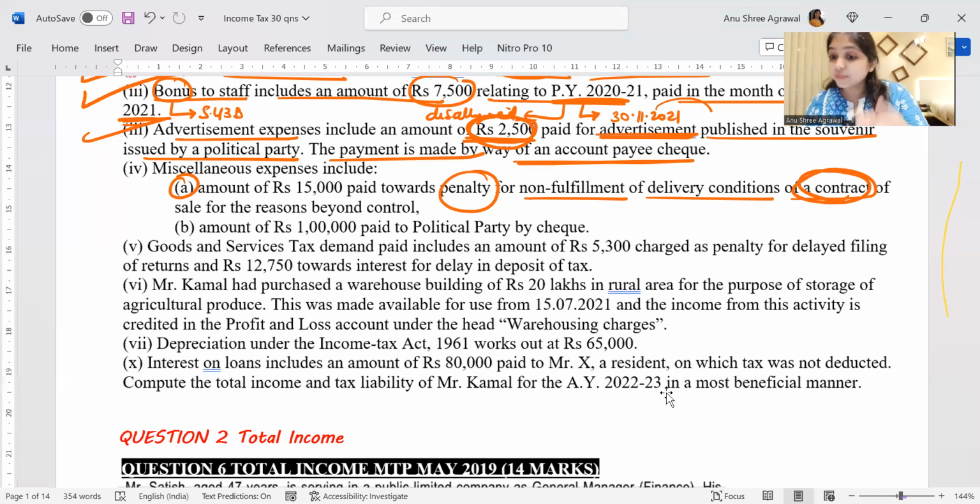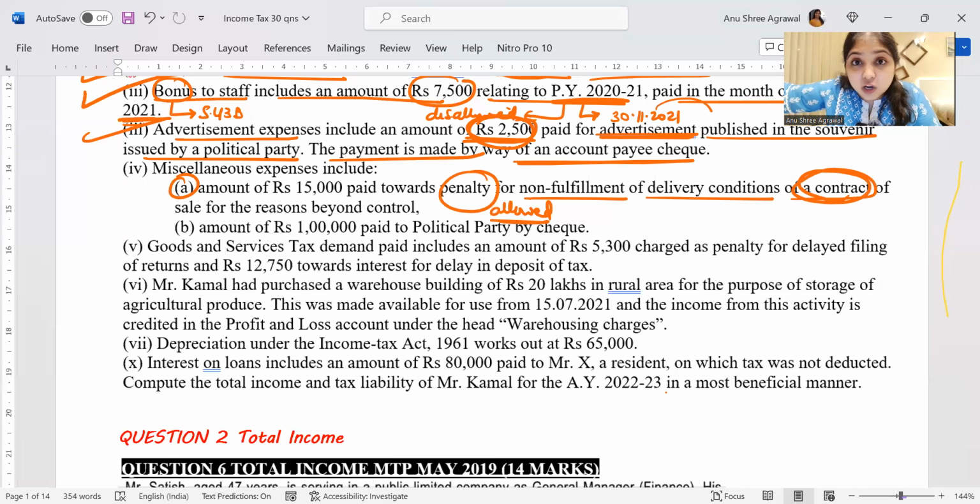So should I disallow it? No, I should not disallow it. I should allow it. Amazing answers, guys. Most of your answers in the chat box are perfect. Very nice. If you were able to answer this correctly, be super proud of yourself. Penalties are generally disallowed. Do you agree? Generally, fines and penalties are disallowed. But when are they disallowed? Only if I breach the law.